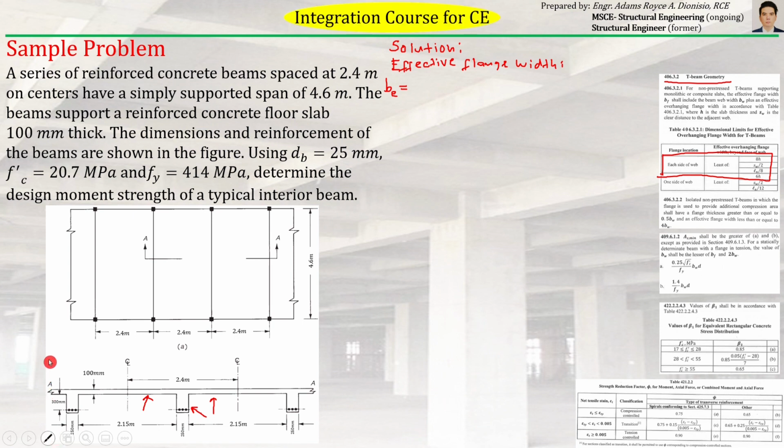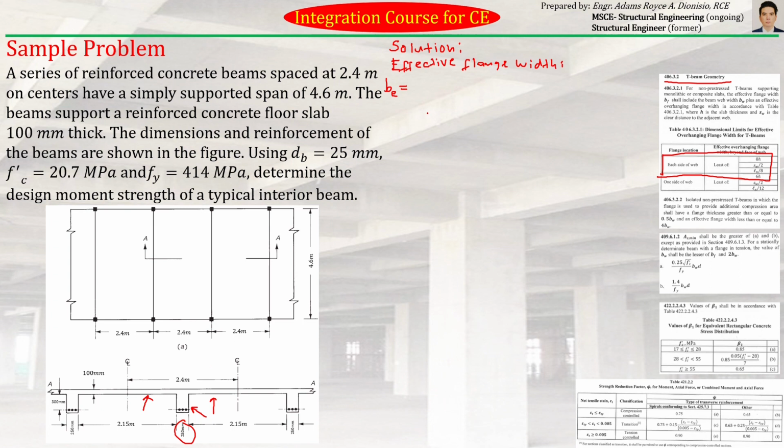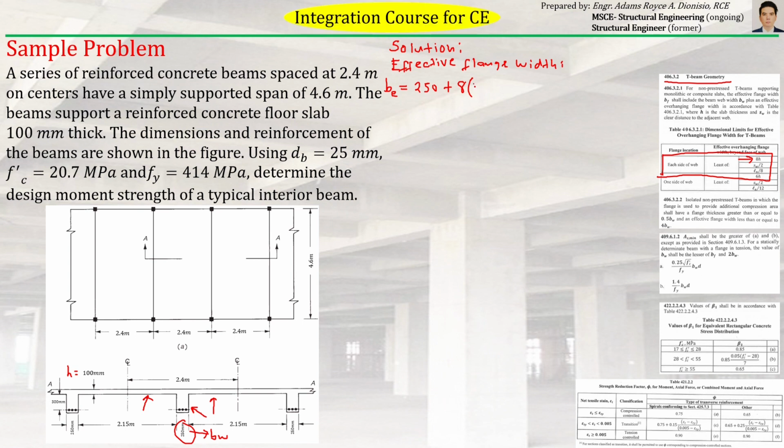Considering the first requirement here, we said the effective flange width is the width of the web, which is 250 mm, as was mentioned in the problem, plus the effective overhanging flange, which is 8 times h. The h is the thickness. So this is your h, this is your BW. Let's add the notation. 8 times the thickness of 100.